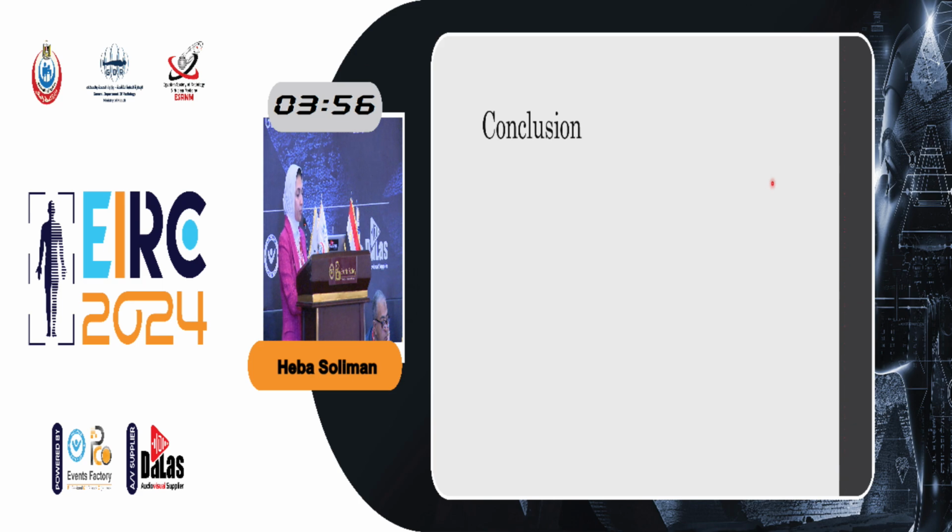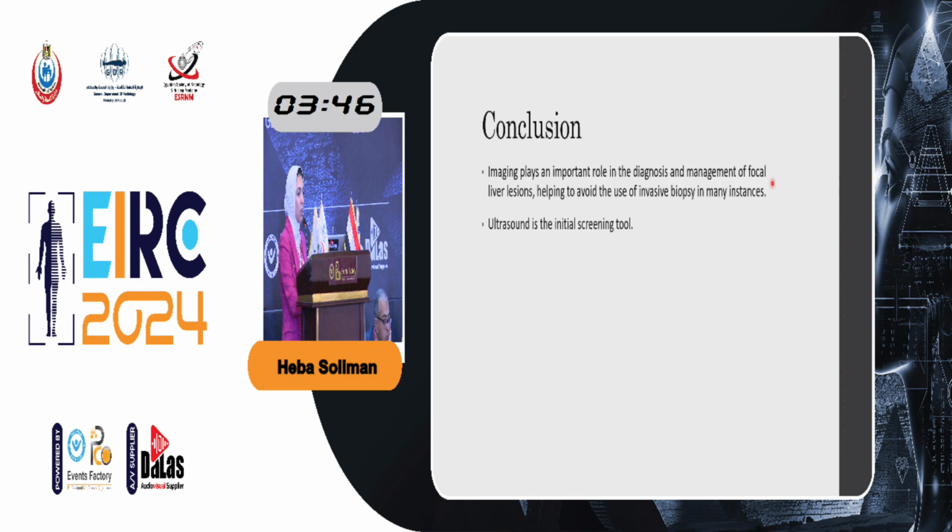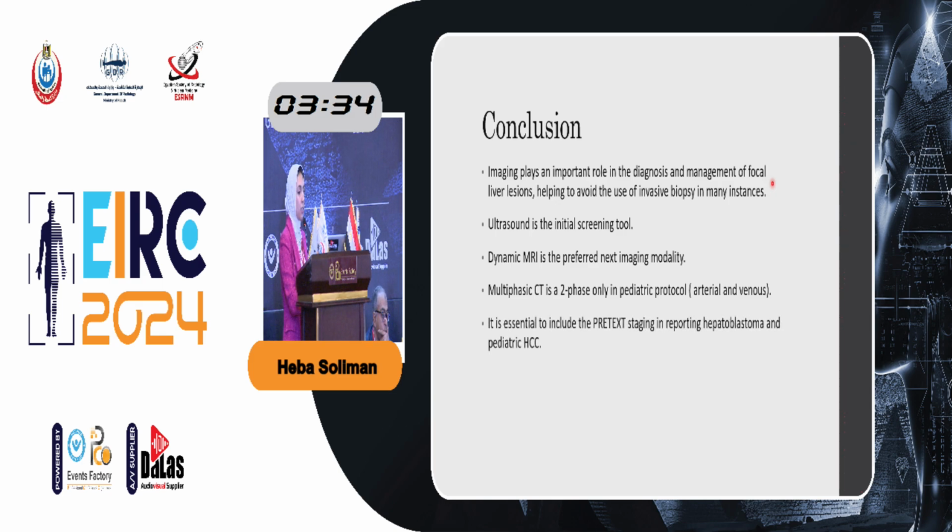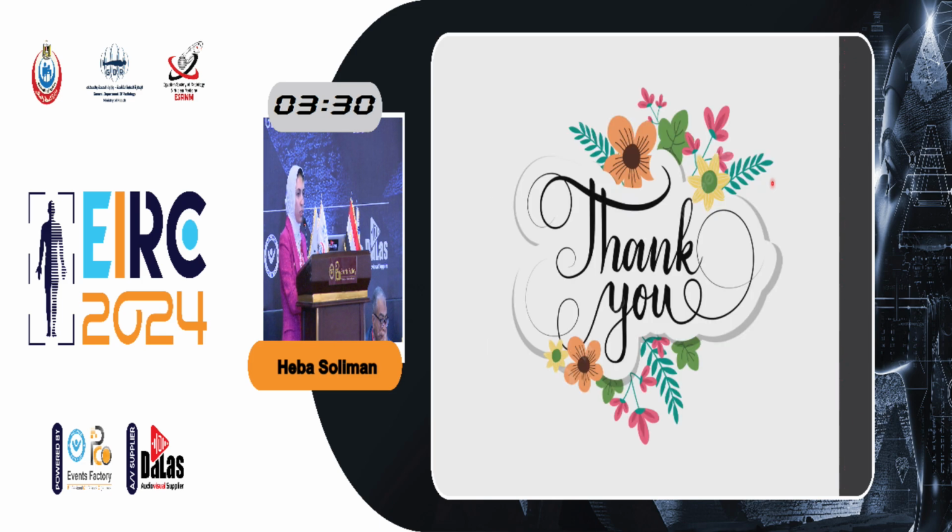So to conclude, imaging plays an important role in the diagnosis and management of focal liver lesions, helping to avoid the use of invasive biopsy in many instances. Ultrasound is the initial screening tool. Dynamic MRI is the preferred next imaging modality. Multiphasic CT is two-phase only in the pediatric protocol, only arterial and venous. It is essential to include PRETEXT staging in reporting hepatoblastoma and pediatric HCC.